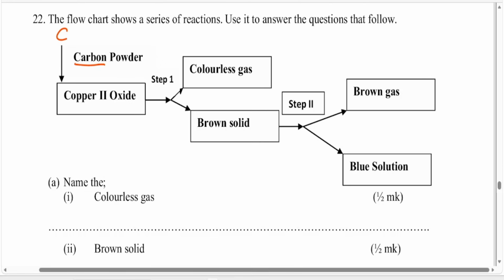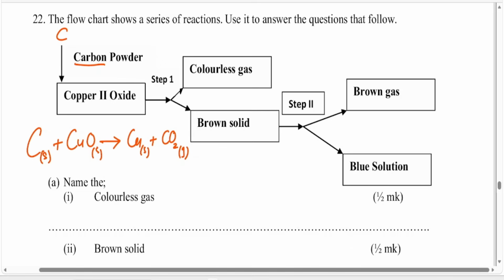So whatever is happening in the chamber where copper(II) oxide is, carbon, which is a solid, is reacting with copper(II) oxide. And when they react, we produce copper, which is a brown solid, and carbon(IV) oxide gas is released. And that is what is happening in step 1.